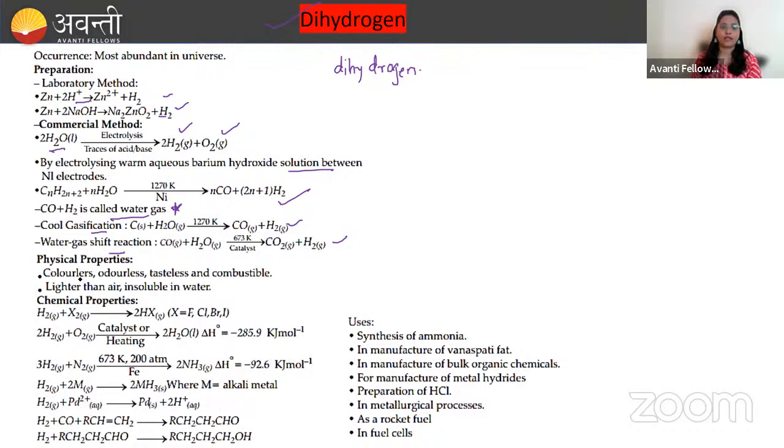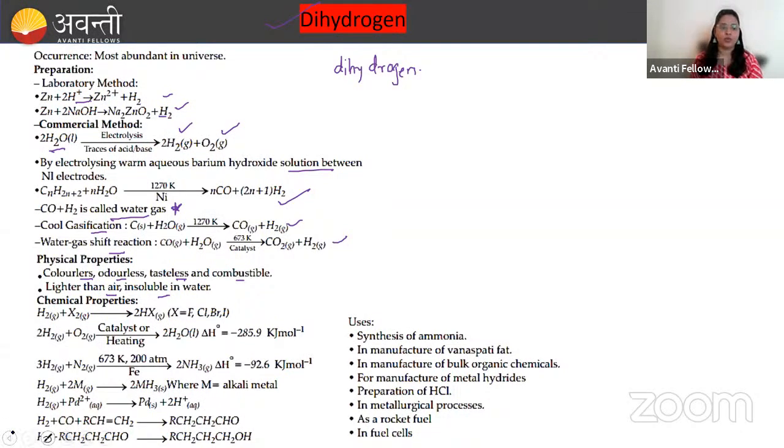What are the physical properties? It is colorless, odorless, tasteless, and combustible. It is lighter than air and insoluble in water. You know dihydrogen is lighter than air and insoluble in water. You must have seen the balloons, hydrogen balloons. So what is present there? Dihydrogen is present, and that's why it is lighter than air. It means it flies in the air, it goes up.